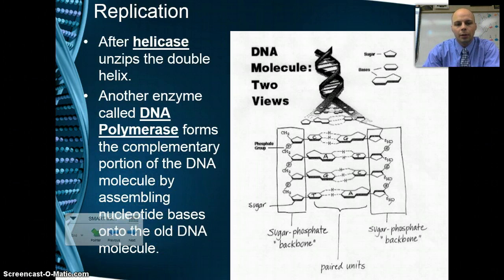which we call DNA polymerase. DNA polymerase is going to be attaching the new complementary strand on each side to create the two new strands of genetic information, the two new strands of DNA.